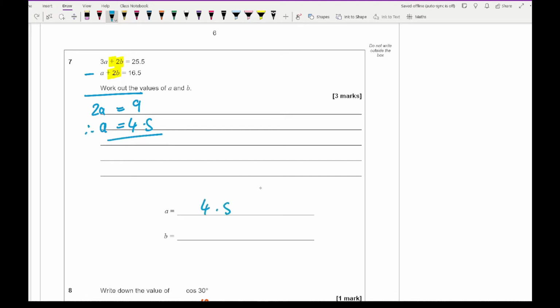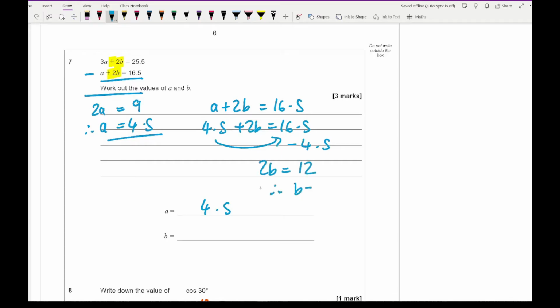So then what I need to do is move on to picking one of the equations. Let's go for this one here. So I've got a plus 2b equals 16.5. I know that a equals 4.5. So 4.5 plus 2b equals 16.5. Take the 4.5 away and I get 2b equals 12. So therefore b equals 6.